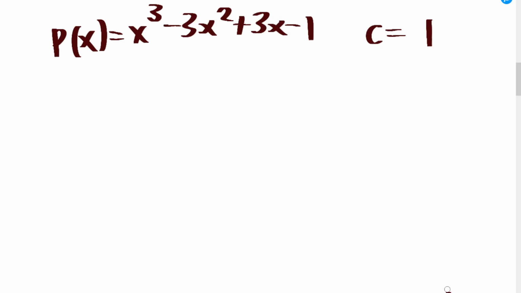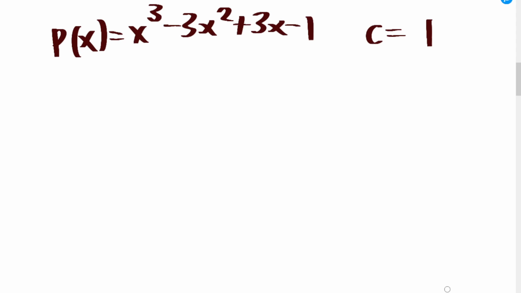Hi, so today in this video, I'm going to be talking about the factor theorem since I had a few questions on it. So the question is 53 in chapter 3.3, and it says, use the factor theorem to show that x minus c is a factor of p of x for the given values of c.